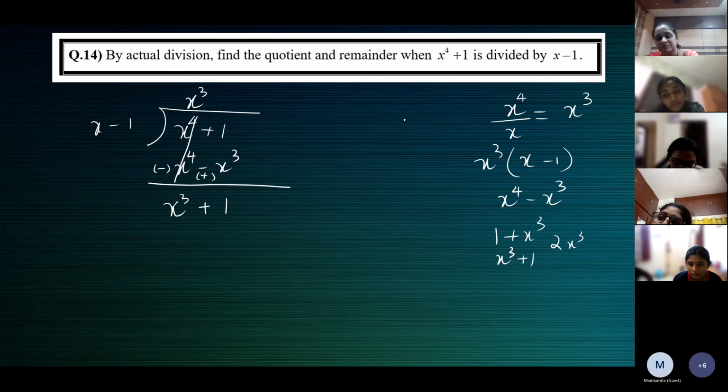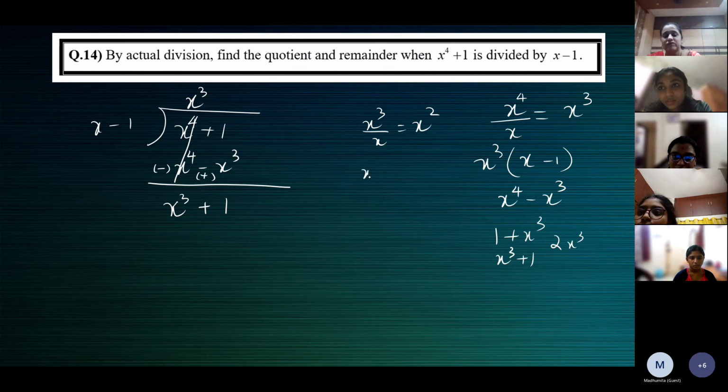Now what's the next step? X cubed divided by x. Then what's the answer? X squared, ma'am. So we have to multiply x squared with x minus 1.